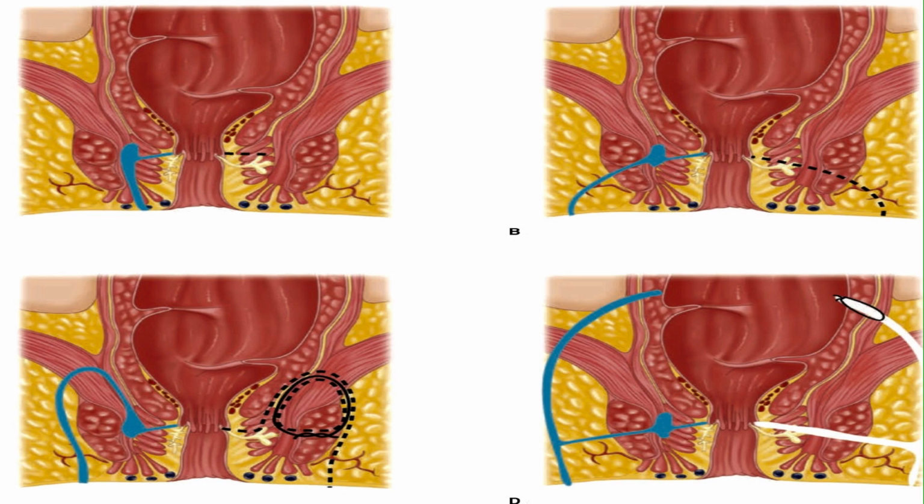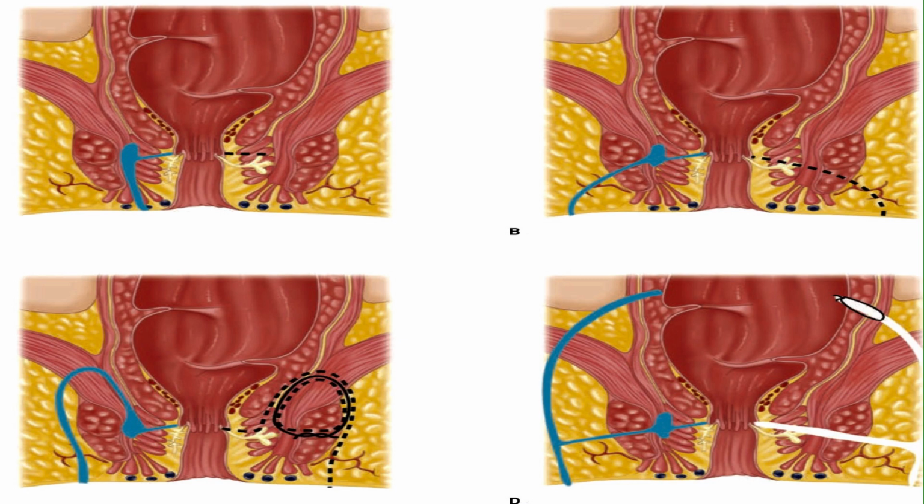Fistulas are categorized based on their relationship to the anal sphincter complex. The commonest one is an intersphincteric fistula, which tracks through the distal internal sphincter and intersphincteric space to an external opening near to the anal verge. A transphincteric fistula often results from an ischiorectal abscess and extends through both the internal and external sphincters.